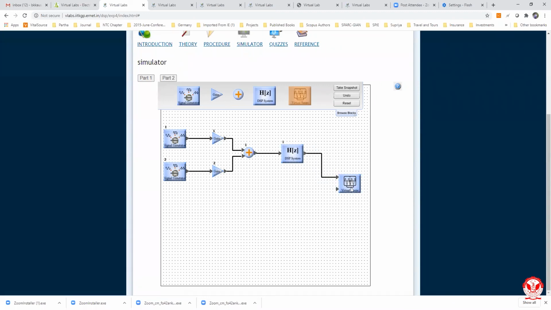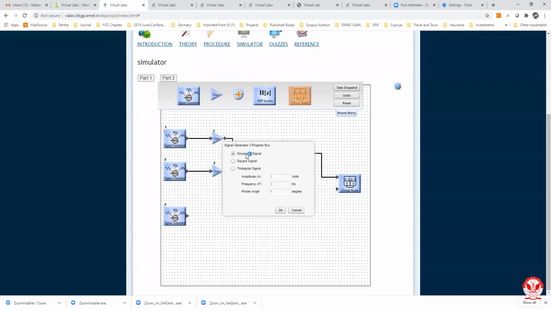So now we can see the output at the virtual scope corresponding to the first system. Now we have to verify if it is linear or not. So we again select this signal and place it here. It is also a sinusoidal signal. We keep all the amplitude and frequency as it is and press the OK button. Now the window disappears.